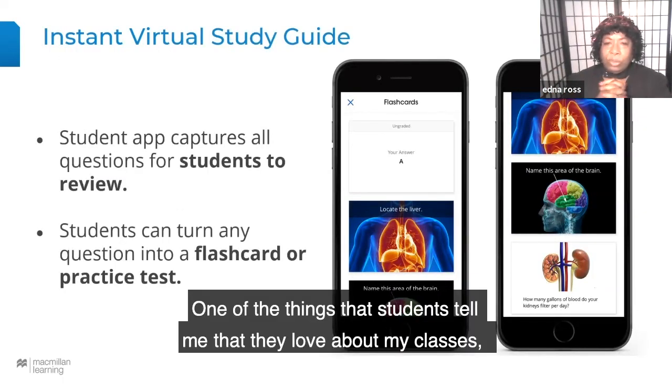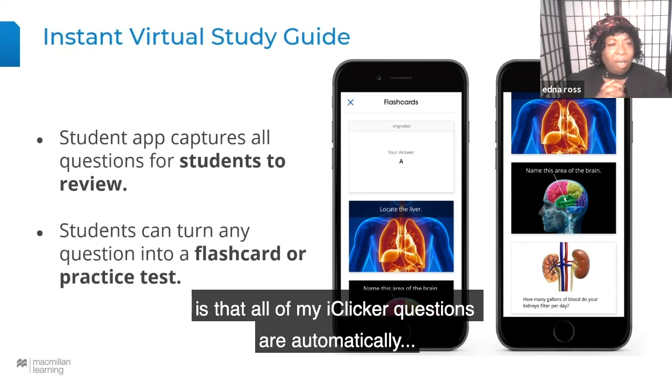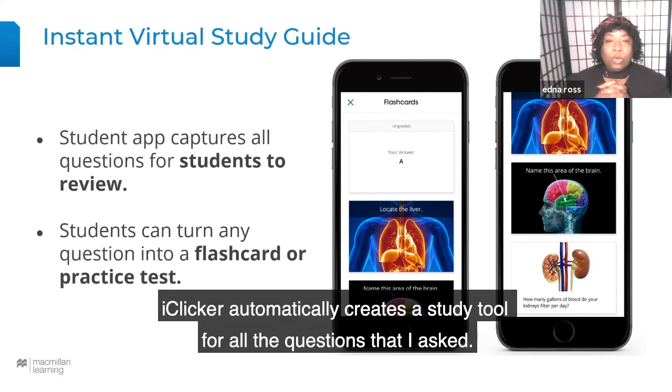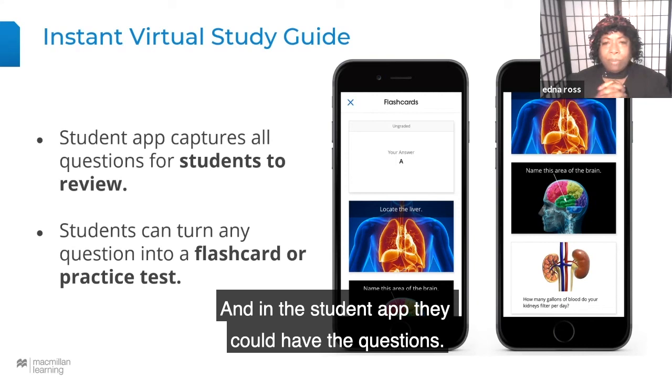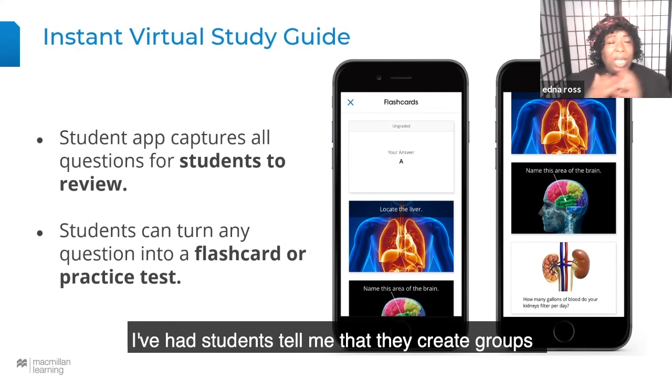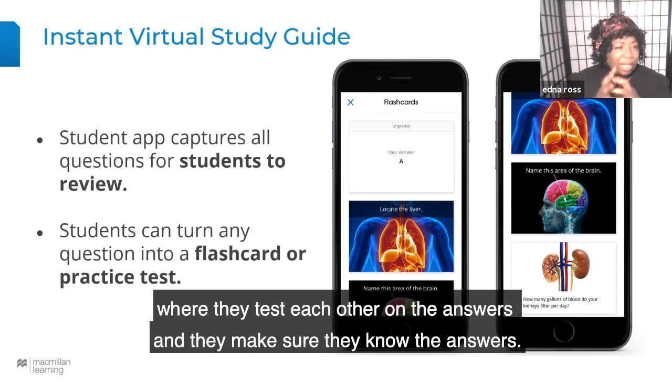One of the things that students tell me that they love about my classes is that iClicker automatically creates a study tool for all the questions that I ask. And in the student app, they can have the questions, they can test each other. I've had students tell me that they create groups where they test each other on the answers and they make sure they know the answers.